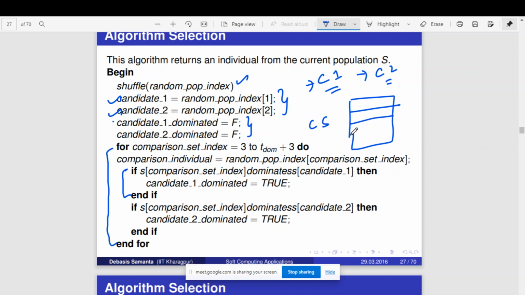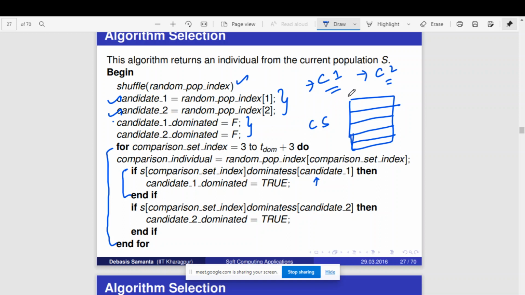It compares every element of the comparison set with C1, and also it compares every element of the comparison set with C2. So this part of code is for comparing what and what? This first if is for comparing what and what? Yes, the comparison set will be compared with candidate 1. In this for loop, each iteration it will take only one item from the comparison set.